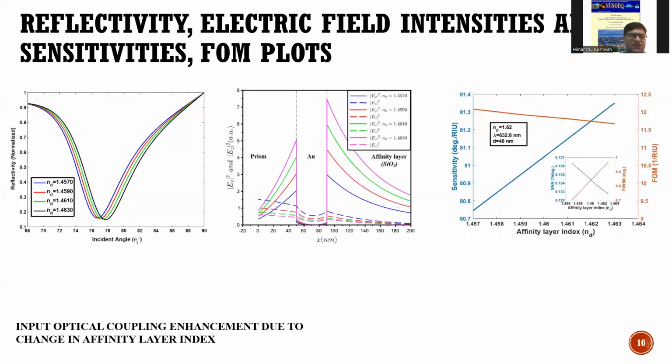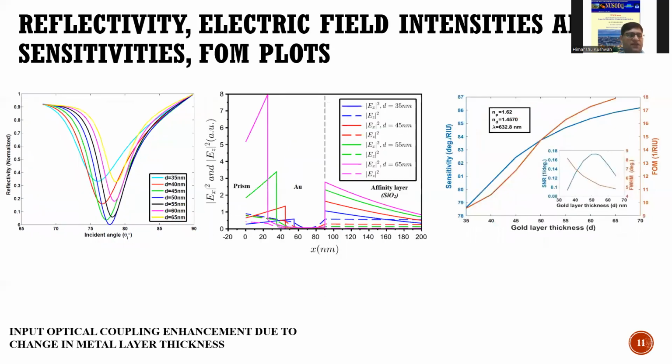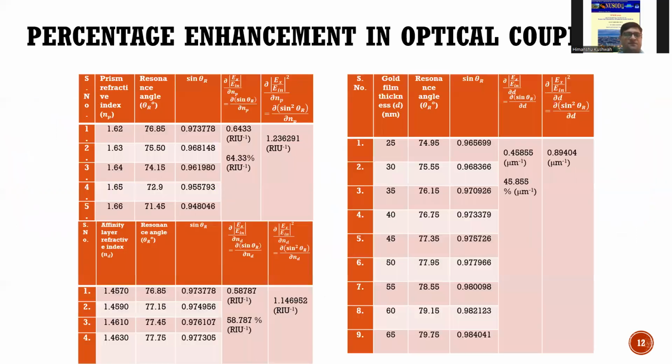Then we studied the input optical coupling enhancement due to the change in the affinity layer index, and plotted all these three figures again. And similarly, we studied the input optical coupling enhancement due to the change in the metal layer thickness, and we again saw the variation of the reflectivity, electric field intensities, and sensitivity, FOM, etc.